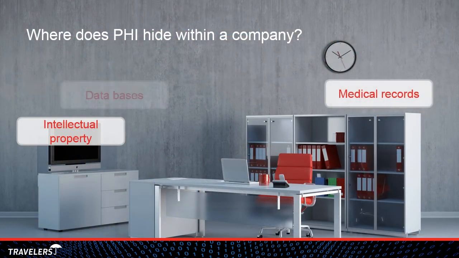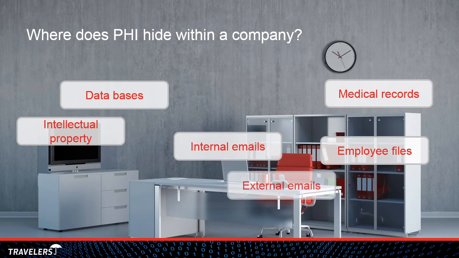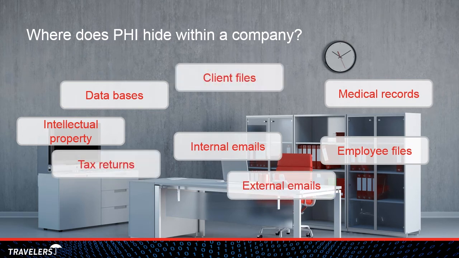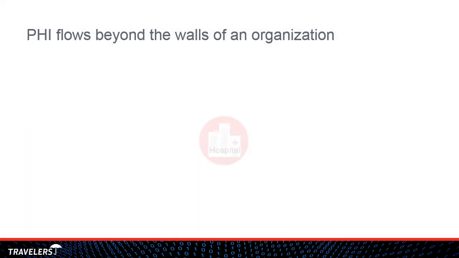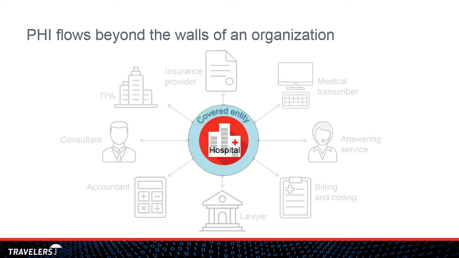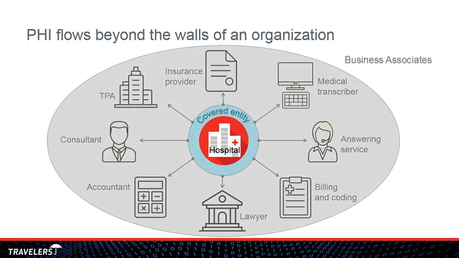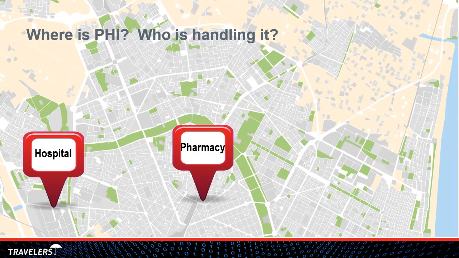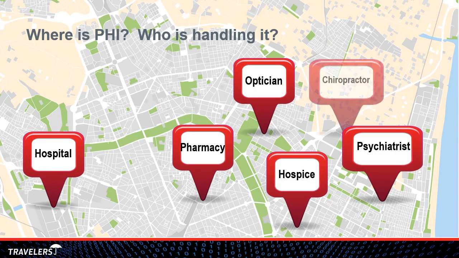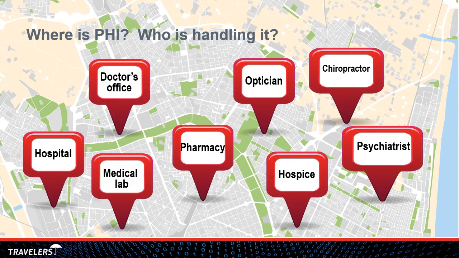Just knowing that PHI needs to be protected is not enough. It is also important to think about where PHI is stored and how it spreads throughout an organization. PHI also spreads outside an organization. For example, from a hospital providing direct patient care to all of the business associates that it uses. Both the hospital and its business associates must adhere to HIPAA regulations. In the end, PHI is everywhere, in businesses spread throughout every city and every town.